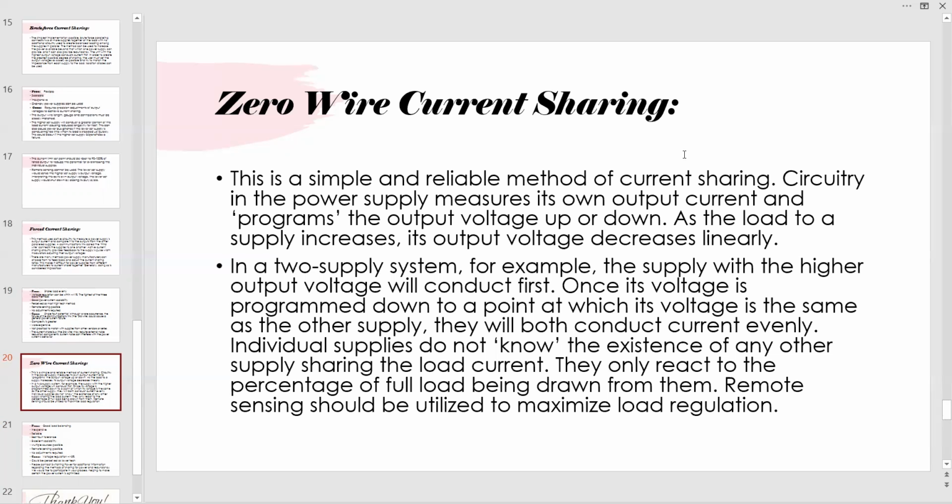In a two supply system, for example, the supply with the higher output voltage will conduct first. Once its voltage is programmed down to a point at which its voltage is the same as the other supply, they will both conduct current evenly. Individual supplies do not know of the existence of any other supply sharing the load current. They only react to the percentage of full load being drawn from them. Remote sensing should be utilized to maximize load regulation.